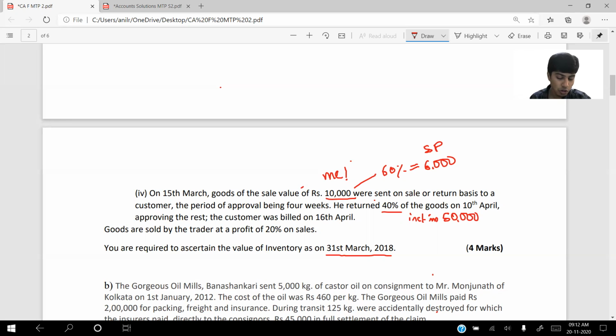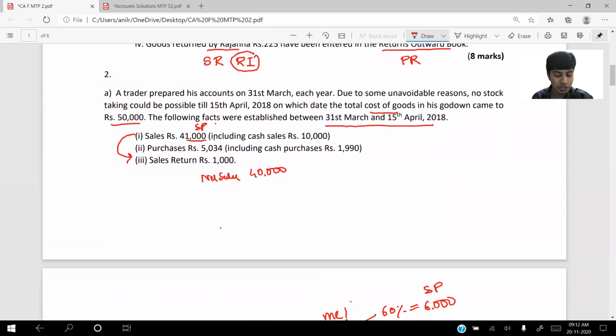What do we have lastly? Goods are sold by the trader at 20% on sales. It is easy. They've given it on sales. If they would have given on cost, then I would have had to do 1 by x plus 1 and everything and then found it. Pretty simple. Okay, guys, come on. Let's see the solution.